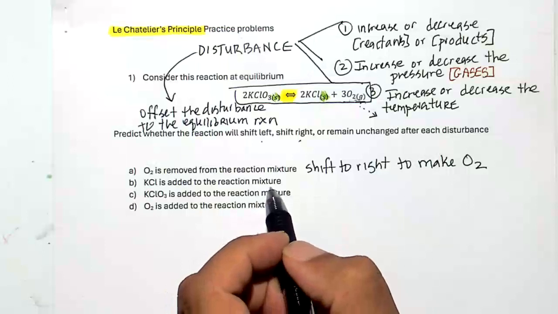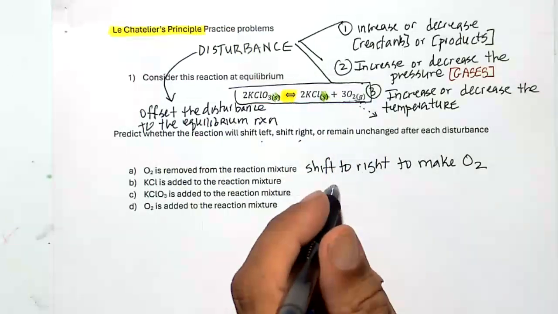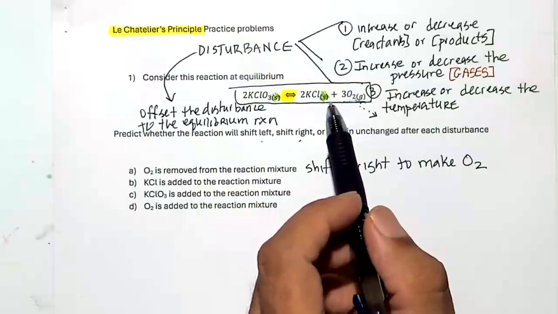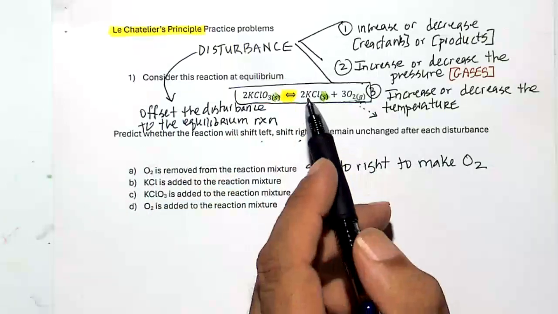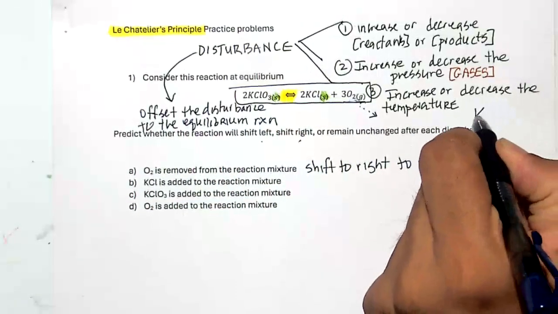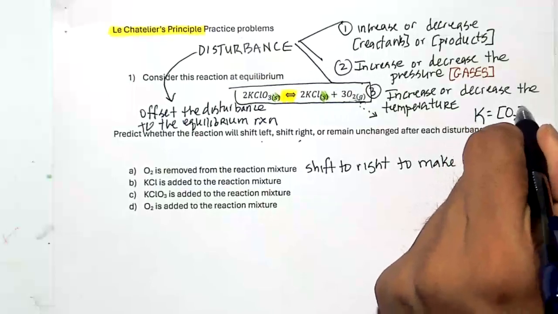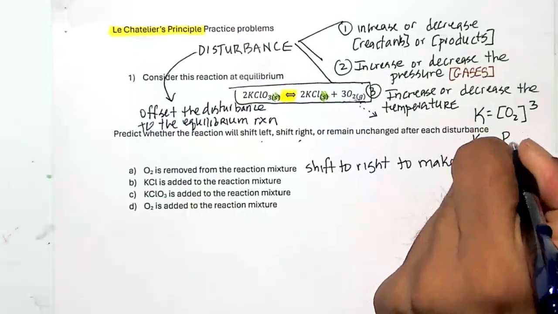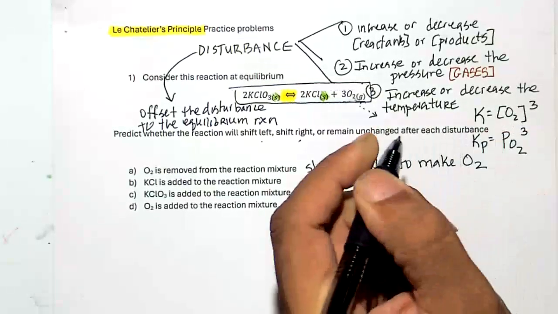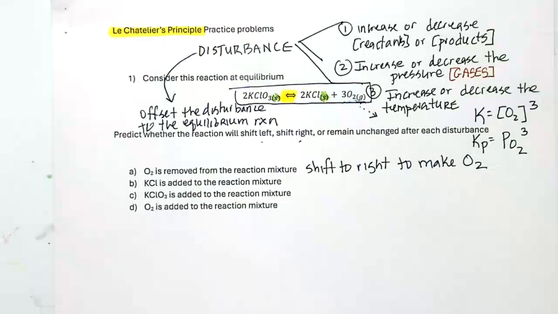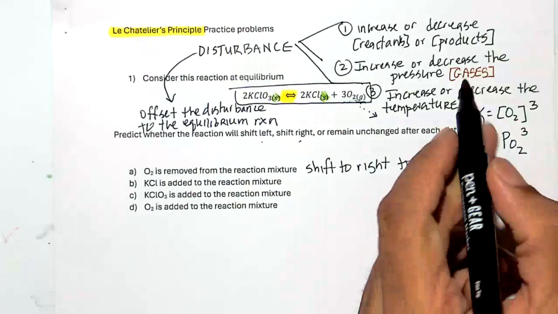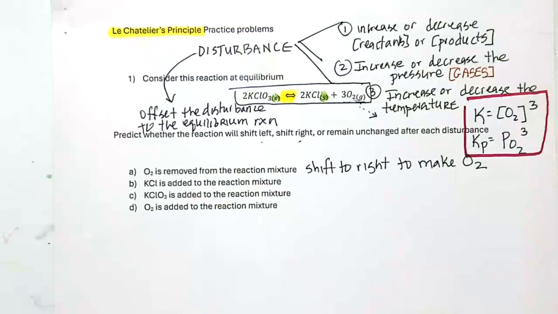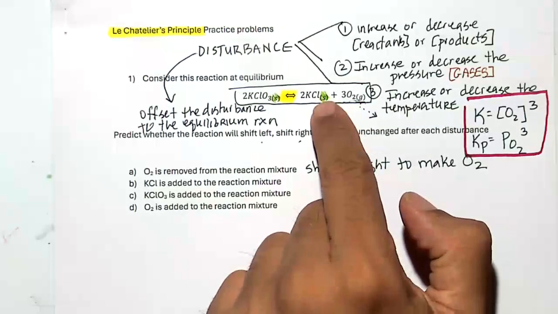All right, KCl is added to the reaction mixture. Okay, so you must remember here that solids are meaningless. They do not participate in the equilibrium. This equilibrium only is oxygen cubed, or if you want to talk about it in terms of pressure, the pressure of oxygen cubed. So since solids and liquids are nowhere to be found in this, okay, what do you think adding KCl, a solid, to the mixture will do?